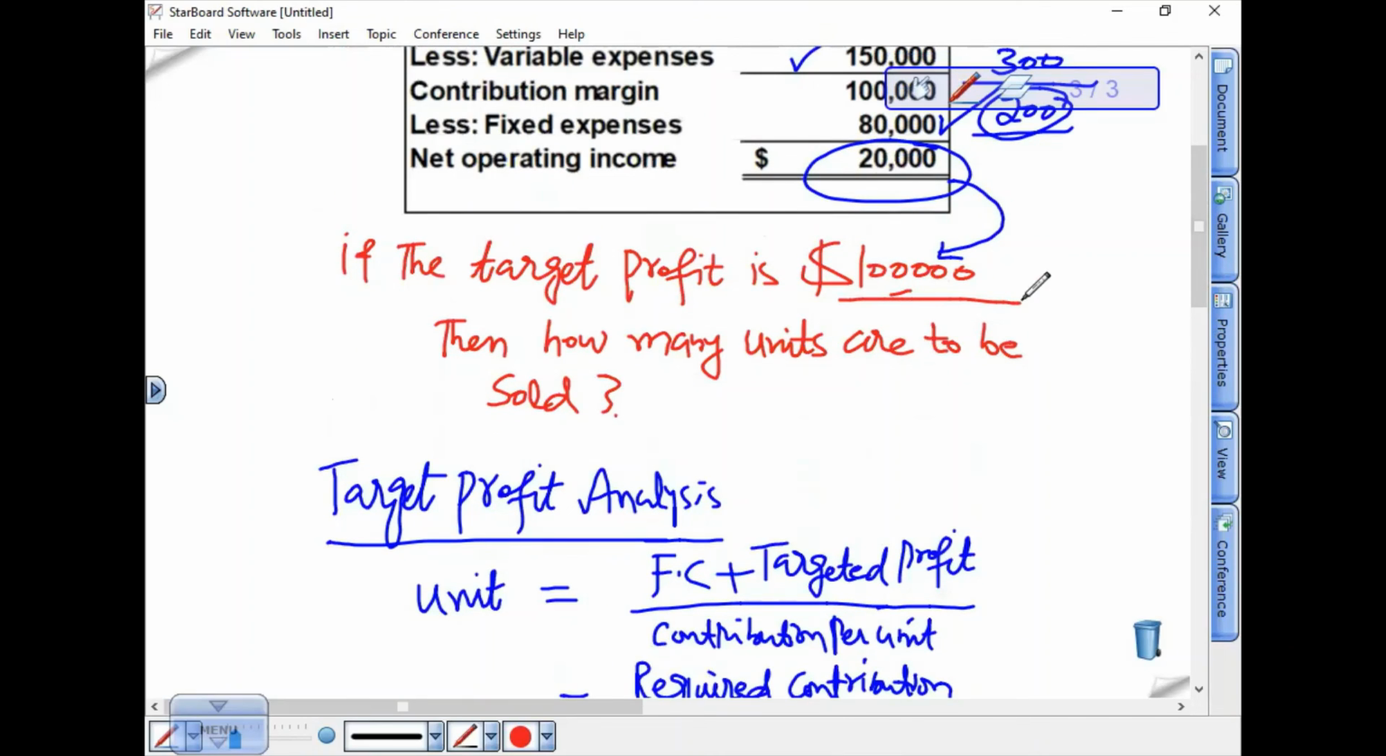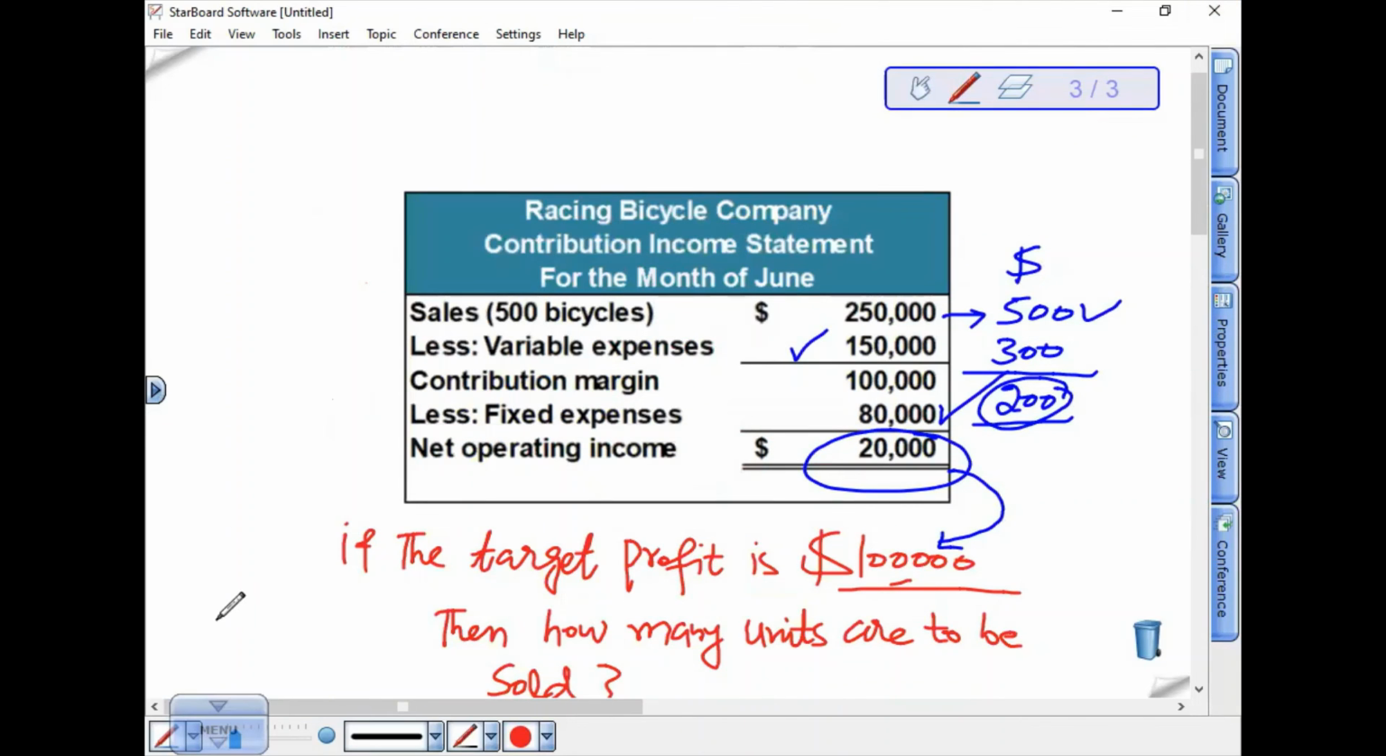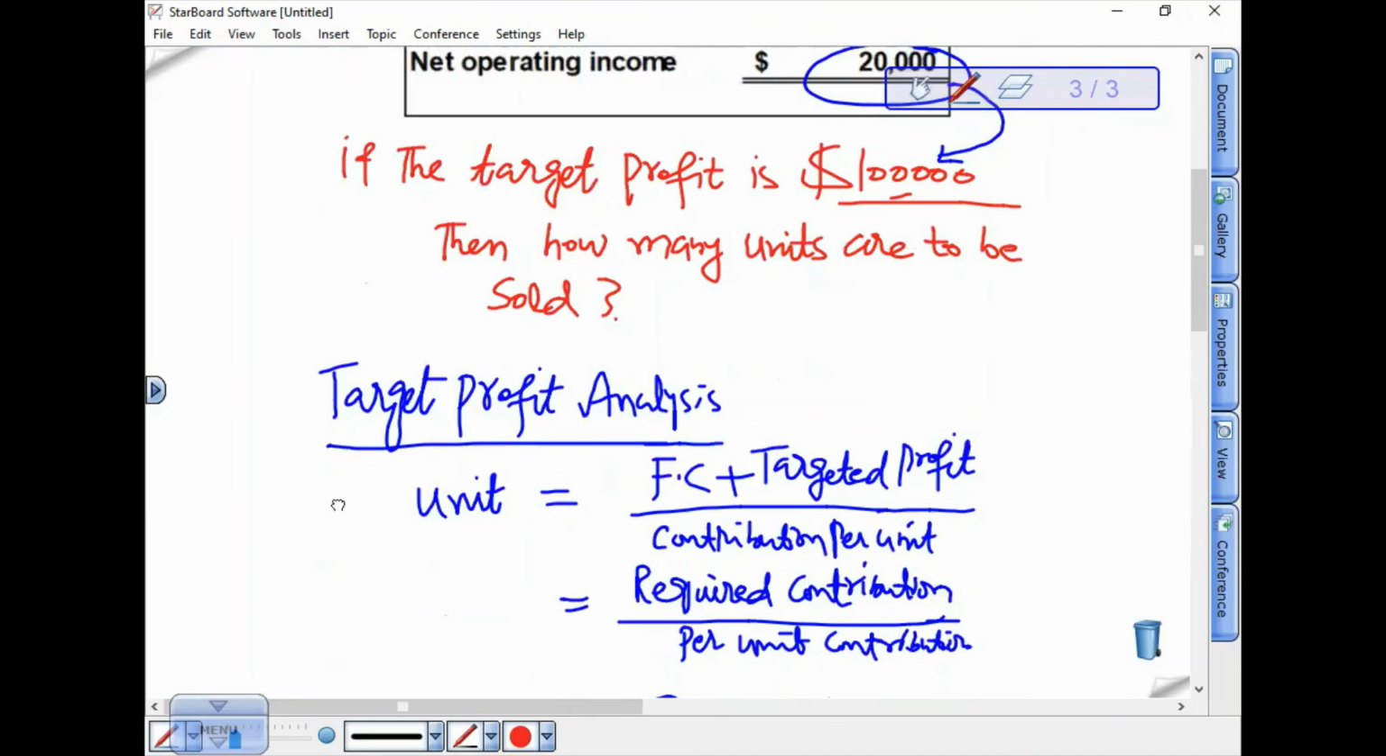So in this video, we got to know the margin of safety in practice, the different types of margin of safety, the break-even point, and the target profit analysis.